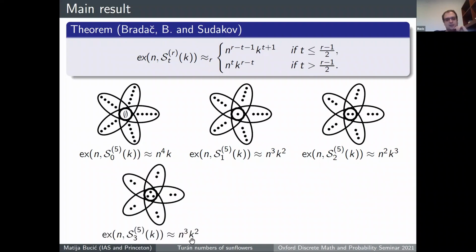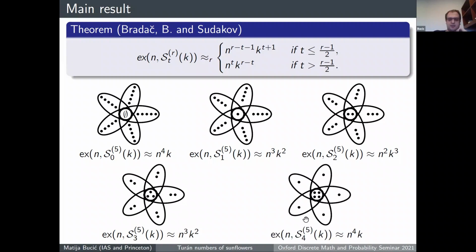And now instead of the Turán number decreasing, it's going to grow as you add more vertices to the kernel. So the Turán number of this sunflower with 3 vertices in the kernel is now n cubed k squared. So we replaced 1 k factor with an n factor. And this again keeps happening as you keep adding vertices: it keeps increasing, and we keep replacing a factor of k with a factor of n.